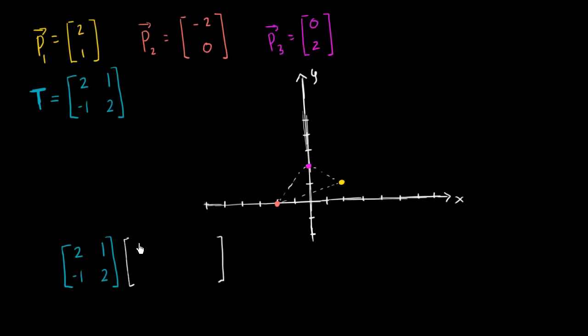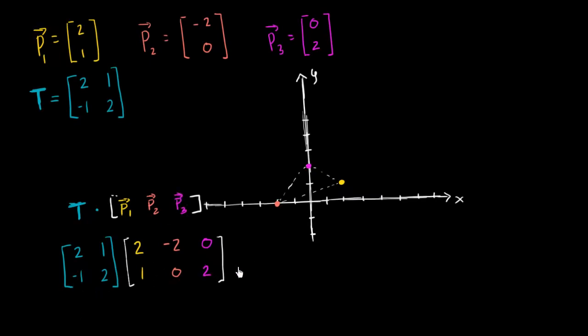So the first one is 2, 1. Then we have -2, 0. And then we have 0, 2. So one way you could think about it is we're taking our transformation matrix and we're multiplying it by a matrix that is composed of the first column is position vector 1, the second column is position vector 2, and the third column is position vector 3.